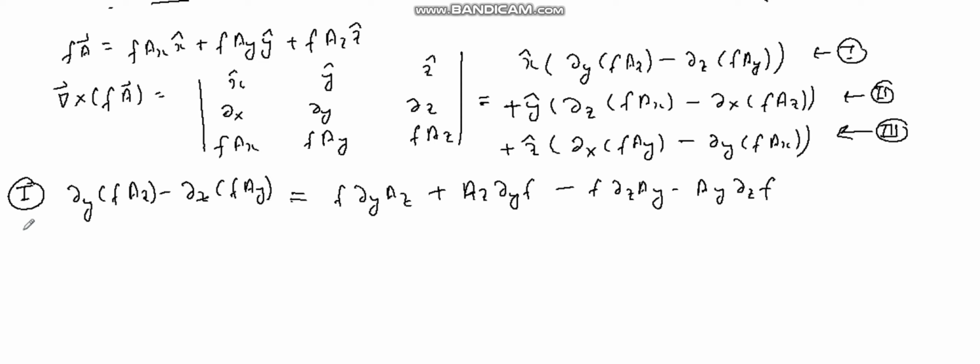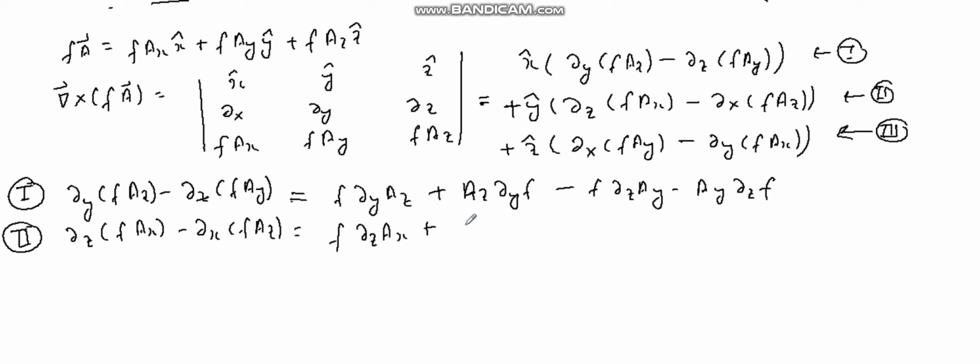Similarly, we have the second term, del z of f of ax minus del x of f of az. It is f times del z of ax plus ax del z of f, minus f del x of az minus az del x of f.